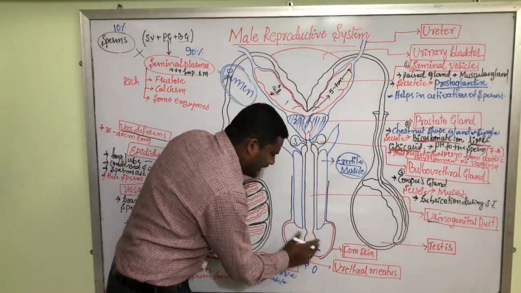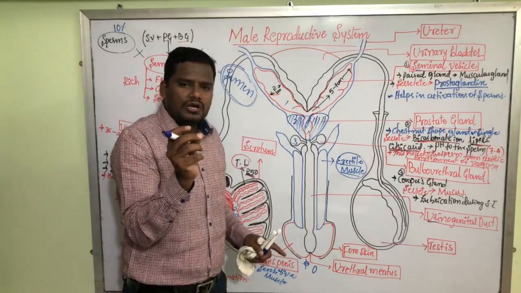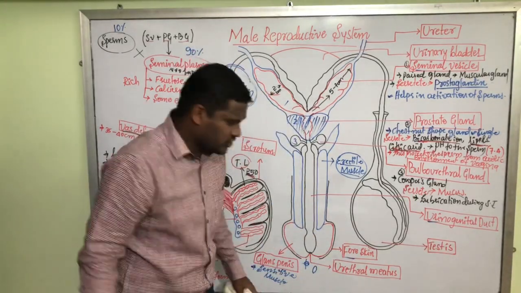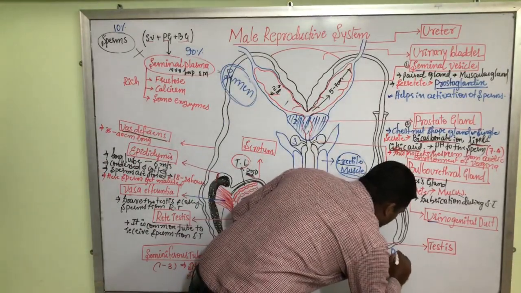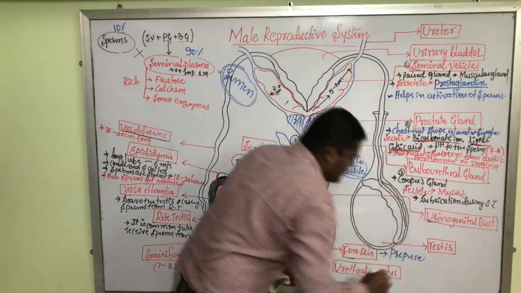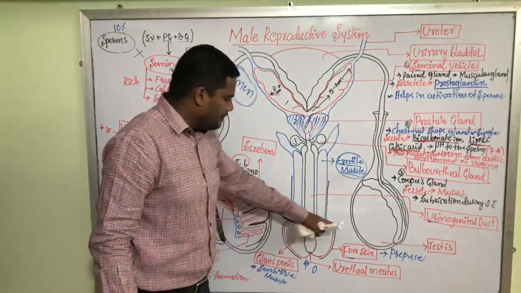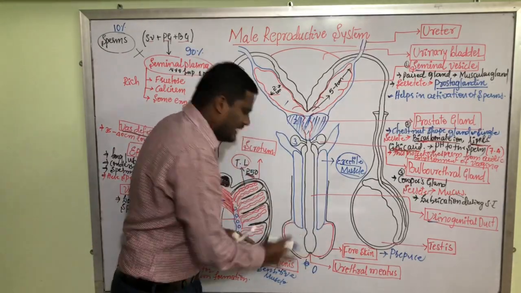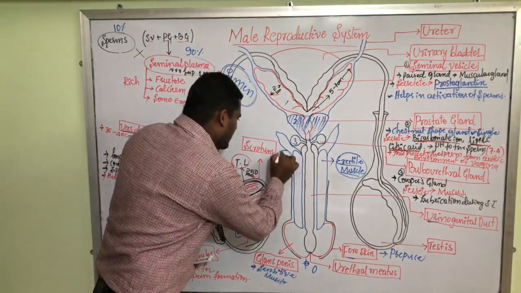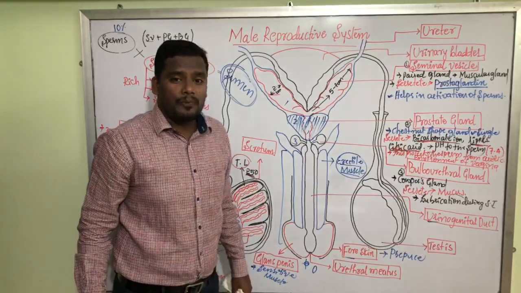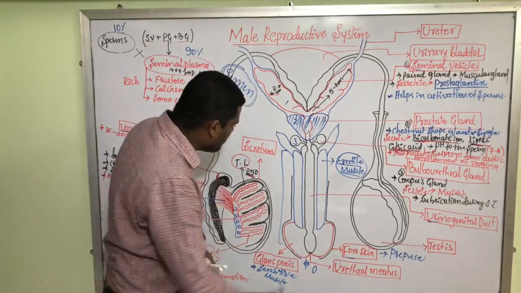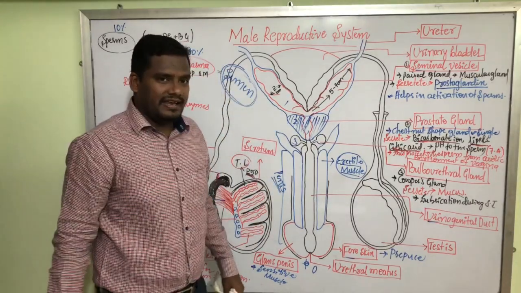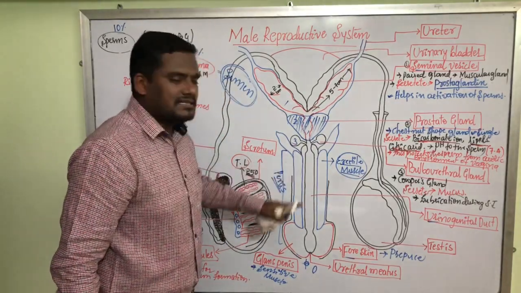This entire thing is covered with a loose fold of skin. That loose fold of skin is called foreskin, or it is also called prepuce. Prepuce or the foreskin covers the entire penis region. This entire thing is called the copulatory organ in the male reproductive system, that is nothing but the penis or external genitalia, which is helpful for insemination.